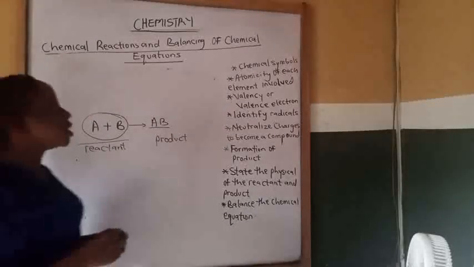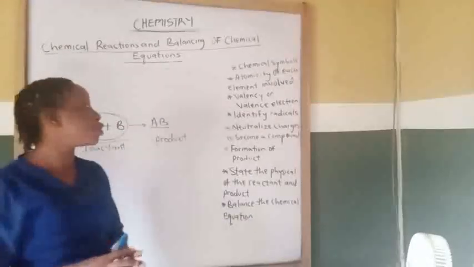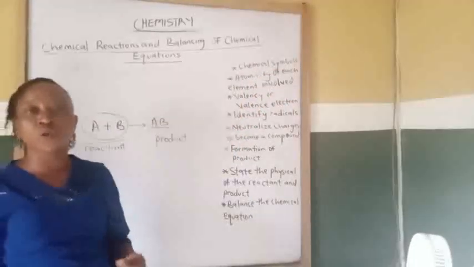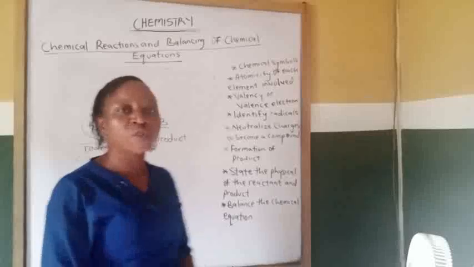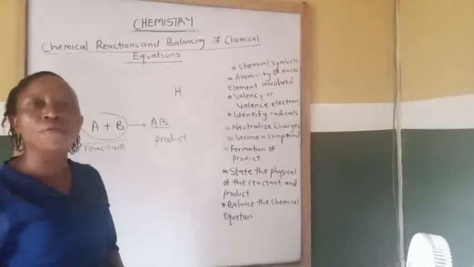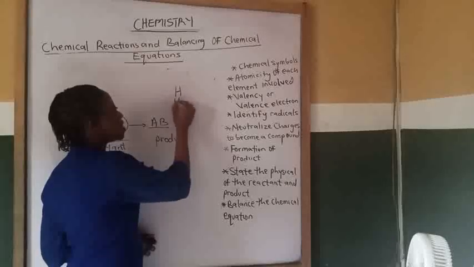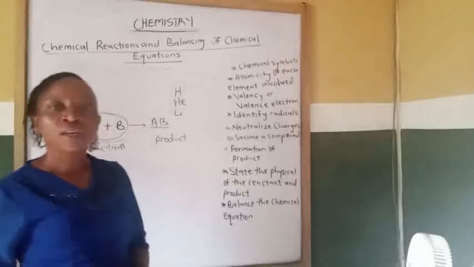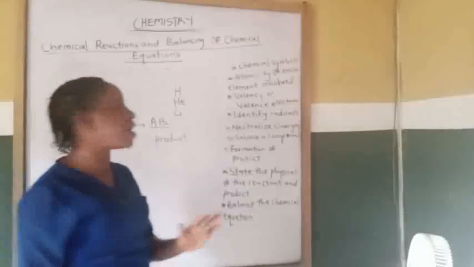Then what are those things that you need to know before you can write a chemical reaction and balance a chemical equation? The first one is chemical symbol. You must be able to write the chemical symbols of different elements. So let's start from element number 1, which is hydrogen. The chemical symbol of hydrogen is capital letter H. Then the chemical symbol of lithium, which is the third element, is Li. The chemical symbol of the second element, helium, is He. Then that of nitrogen is N. The chemical symbol for oxygen is O.